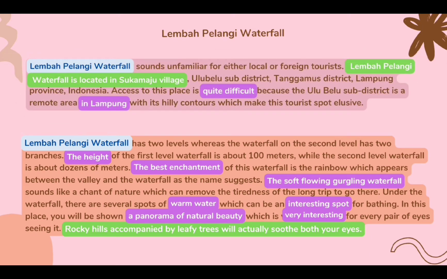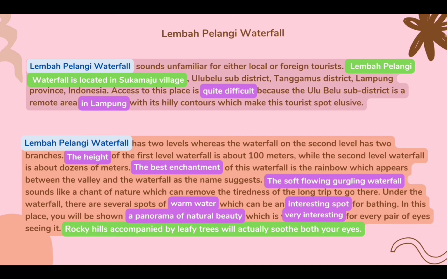And next, let's identify the language features. Look at the marked words, which are examples of language features in descriptive text. The blue ones identify the object. It has only one particular object in the text. Then, the purple colors identify the use of adjectives and adverbs in order to clarify the noun specifically. And last, the green colors identify the use of present passive voice.